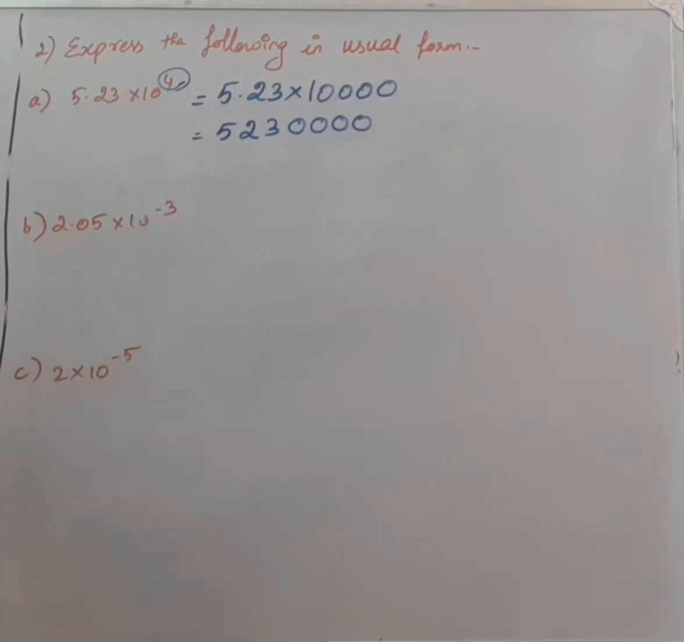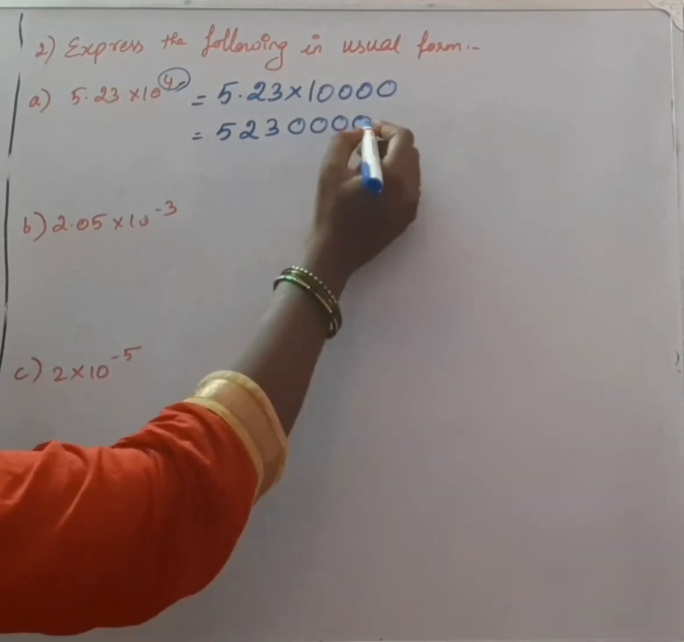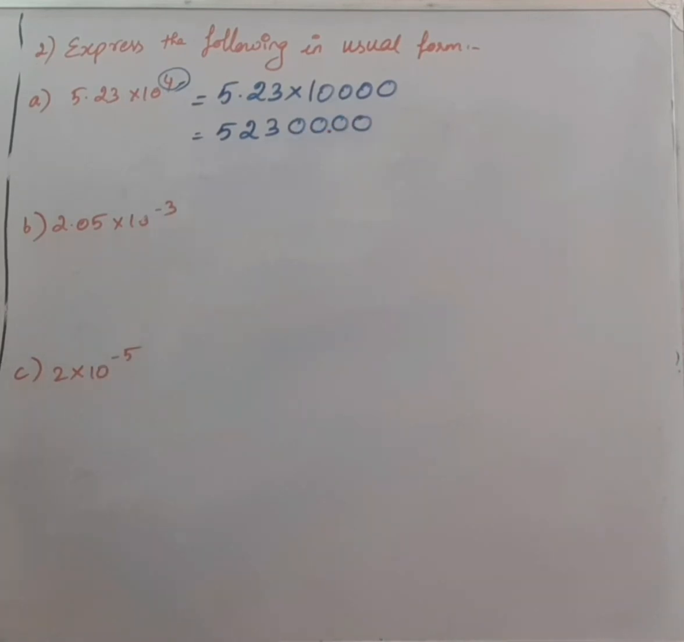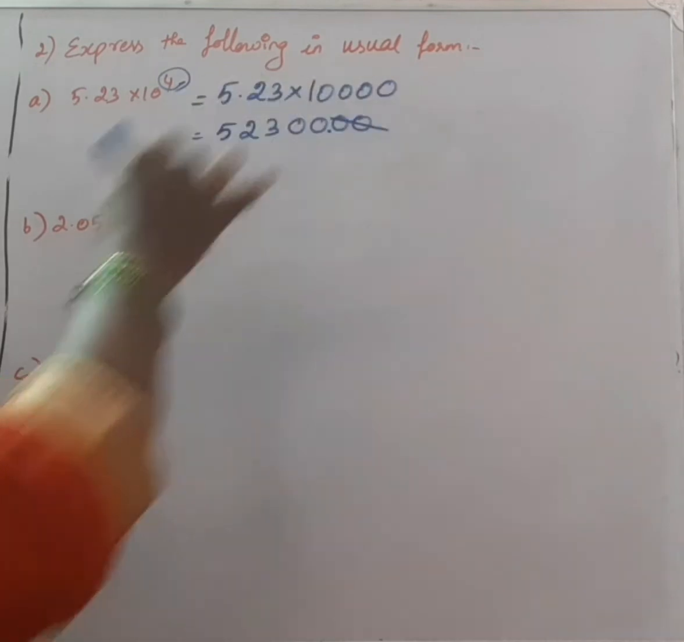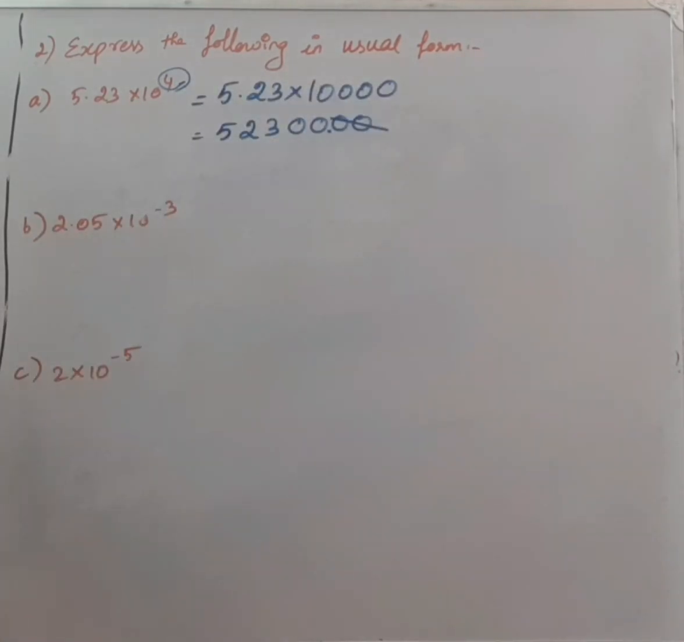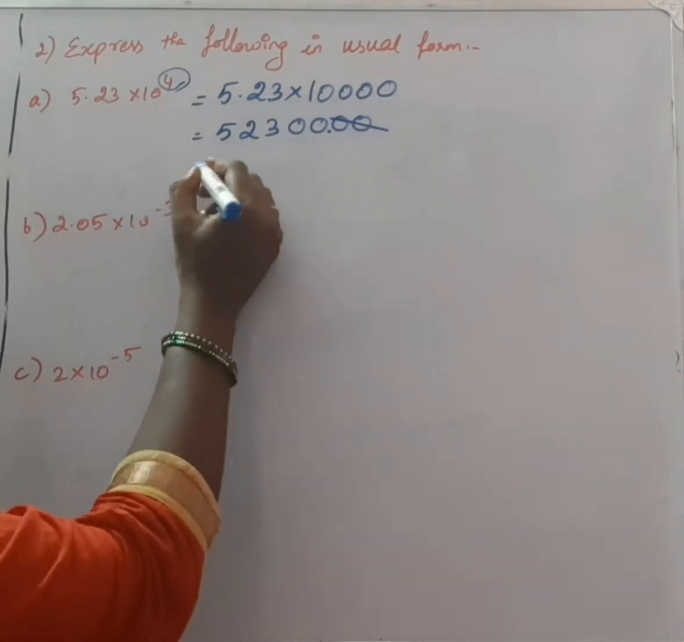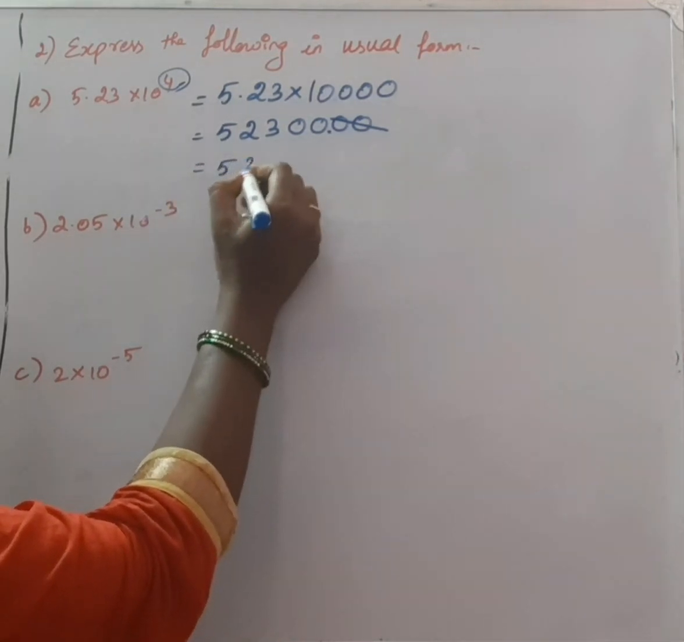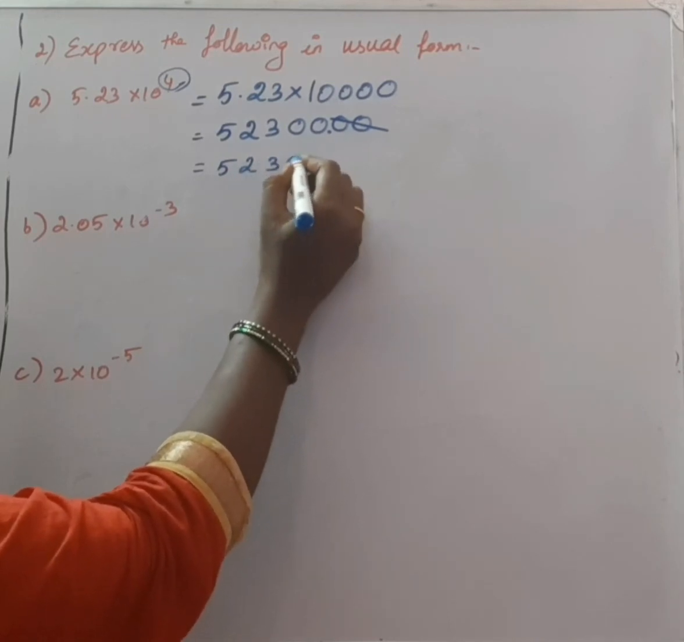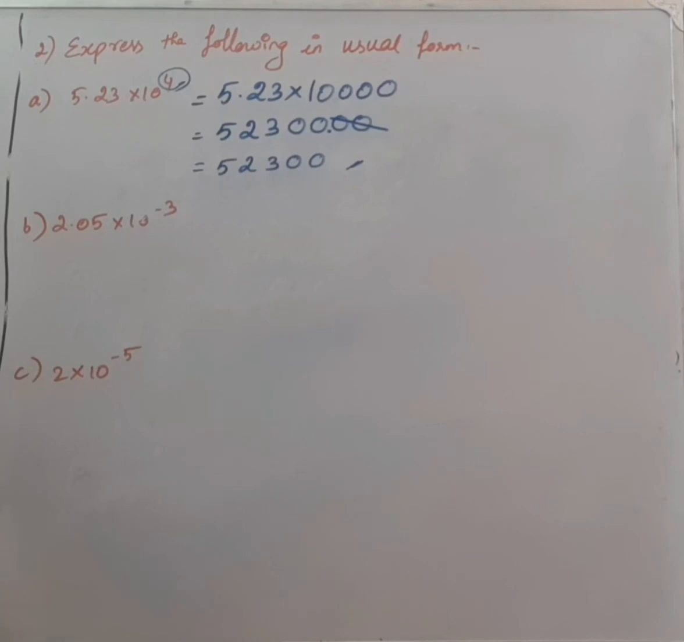Now how many digits after which we want to put a decimal? 2 digits after. Now it becomes cancelled, because after a decimal if we have a 0 it has no value. So we strike that out. So what is remaining here? 5, 2, 3, 0, 0. This is the answer for the usual form of the given 5.23 into 10 power 4. Okay. Now let us see the B sum.